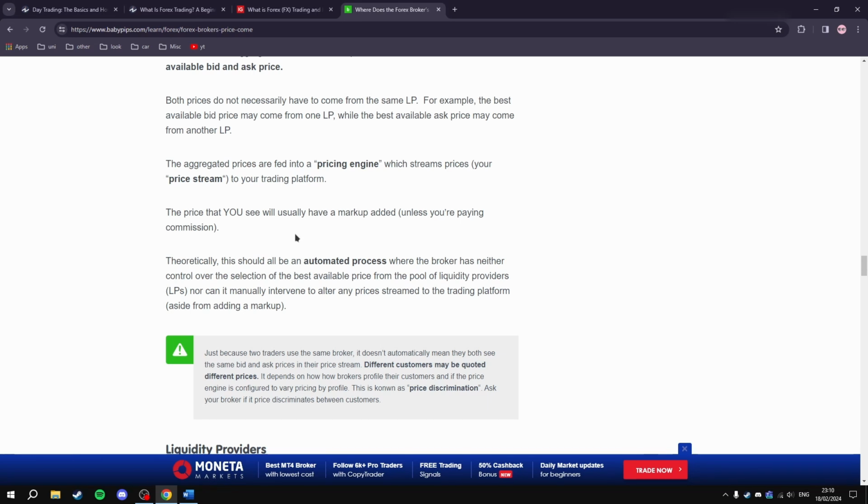The price that you will see usually has a markup added unless you're paying commission. Theoretically, this should be an automated process where the broker has neither control over the selection of the best available price from the pool of liquidity providers, nor can it manually intervene to alter any prices streamed to the trading platform, aside from adding a markup.